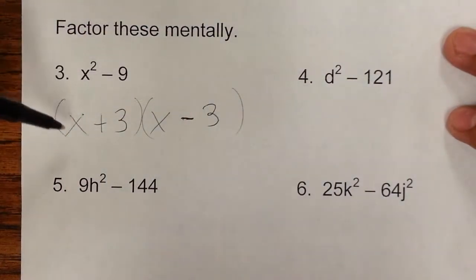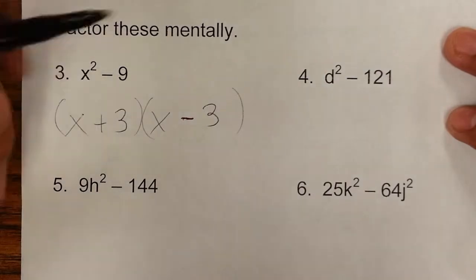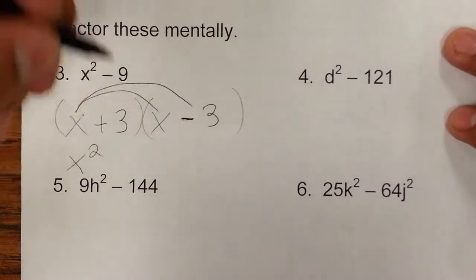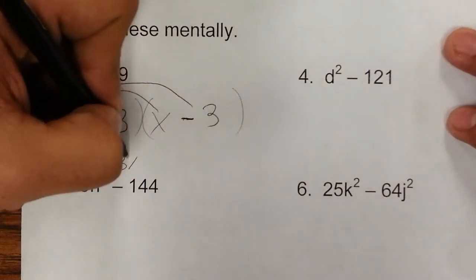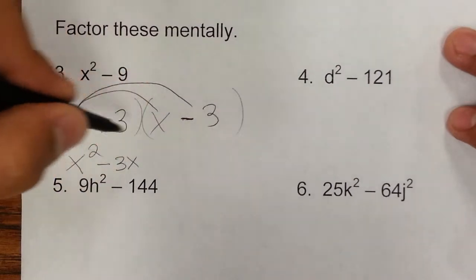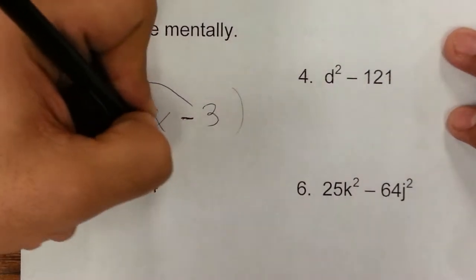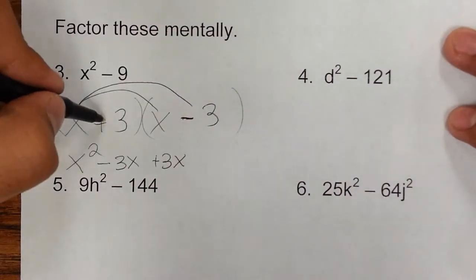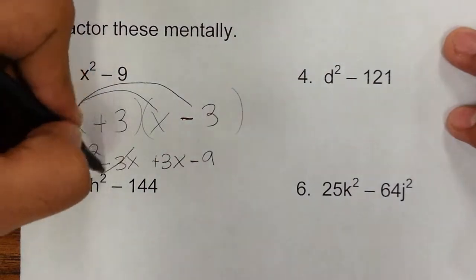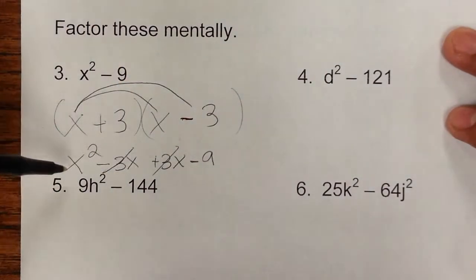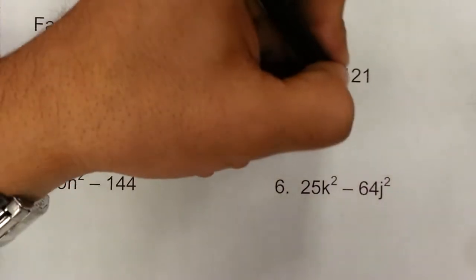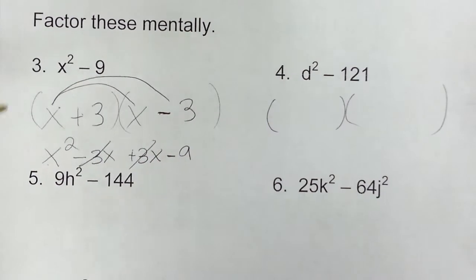Just for the sake of checking for completeness, we'll check. We've got x times x is x squared. X times negative 3 makes a negative 3x. A positive 3x because we did positive 3 times x. And then we've got a positive 3 times a negative 3 makes the negative 9. These are 0 pairs, working with our algebra tile, so we've got x squared minus 9. We ended up with the same thing, so let's work with the next problem, which is d squared minus 121.